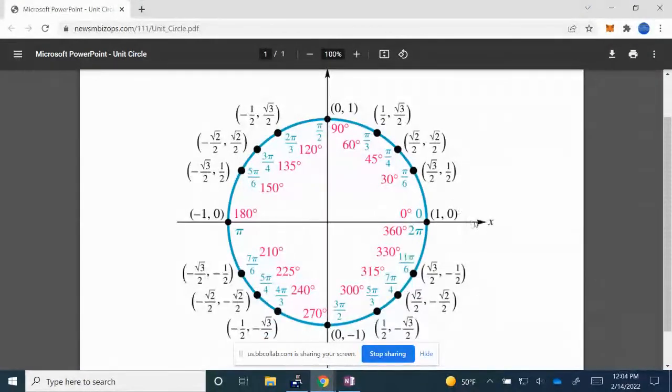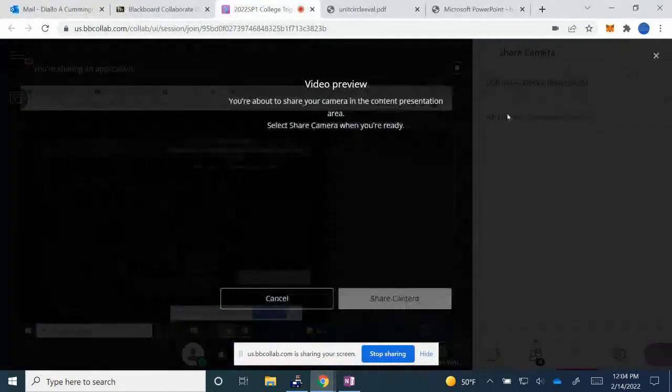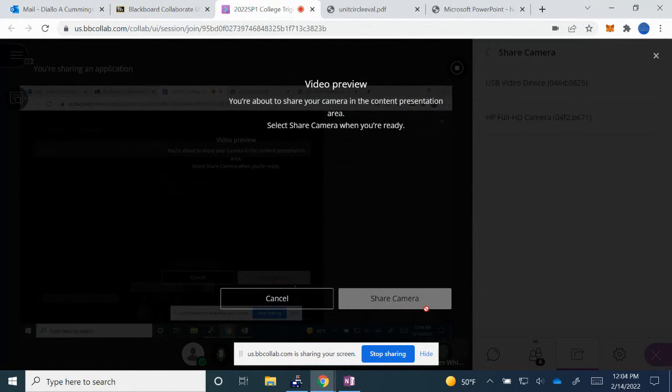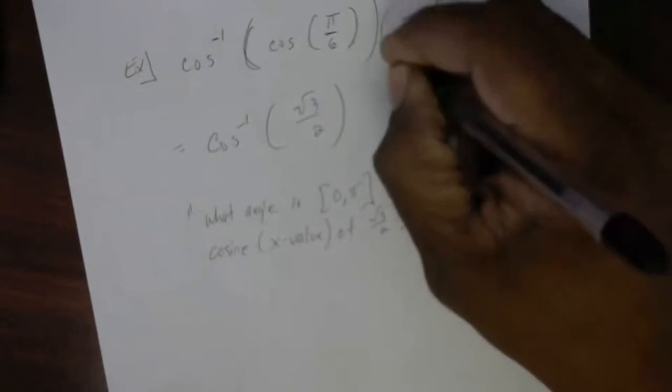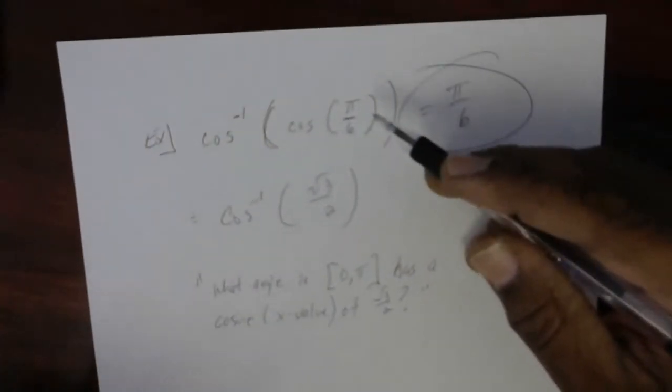Right, so looking at the unit circle, and if we look at the interval from 0 to pi, we want the angle that has an x coordinate of square root of 3 over 2. And it looks like that angle is pi over 6. So the answer to our problem is pi over 6. All right, so it kind of worked out in this case because the angle was in the first quadrant.